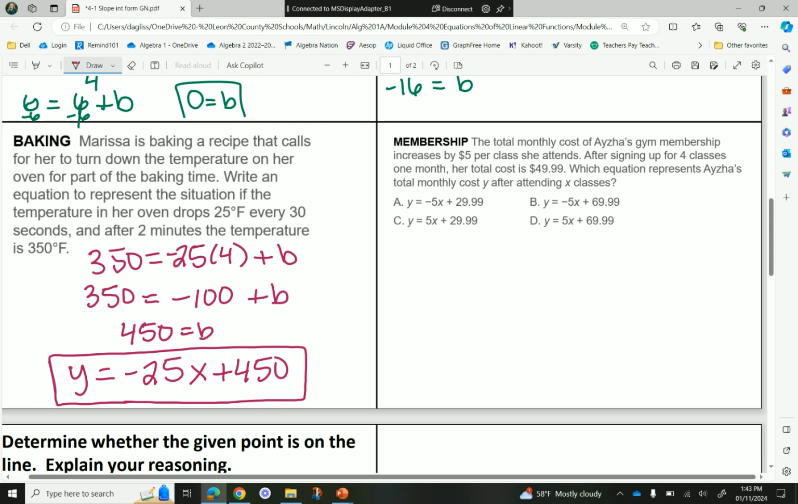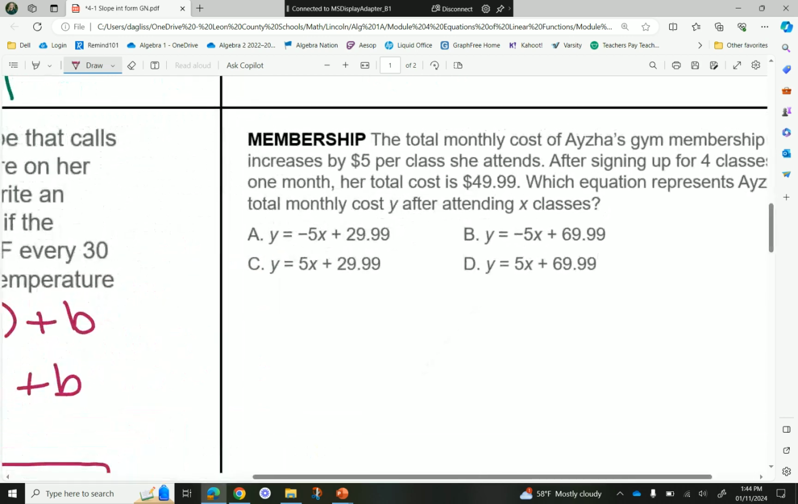Okay. So what is our slope? Let's start there. How is it changing? The 5. See how it says $5 per class? That usually indicates the slope, how it changes per something. So I can go ahead and mark off 2 of my options. Which ones can I mark off? A and B, good, because they were negative. Okay, so we know my slope is 5.